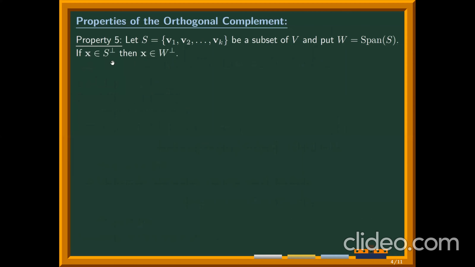Note that if X is in the orthogonal complement of S, then X belongs to the orthogonal complement of the span of S. In other words, S perp, the orthogonal complement of S, is always contained in the orthogonal complement of the span of S.